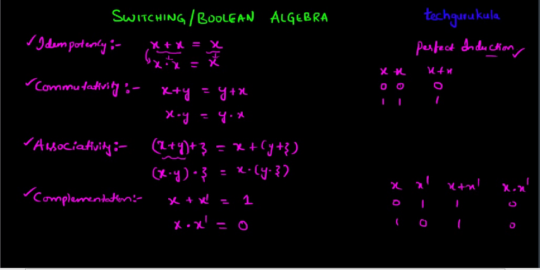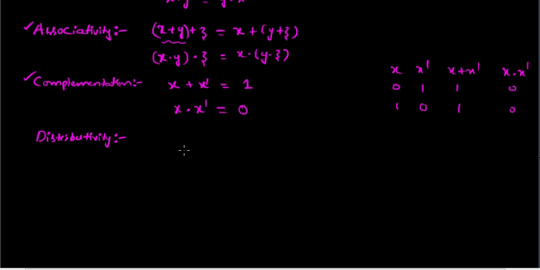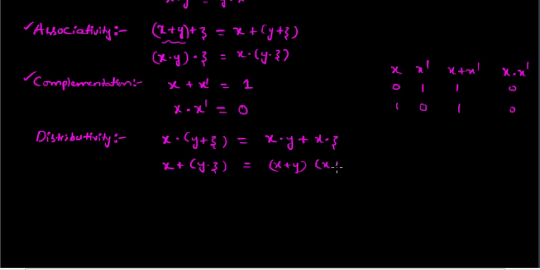Next property we're going to see is the distributivity property. Okay, in this case we need to take three variables. X dot (y plus z) can be written as, this operation will be distributed here, so we can write it as x dot y plus x dot z. Okay, in order to find the dual, that equation will also hold. So if you have x plus (y dot z), this can be written as (x plus y) times (x plus z). So this is the distributivity property.